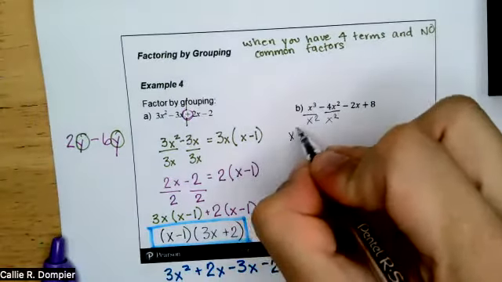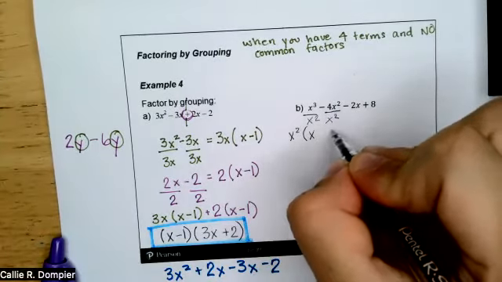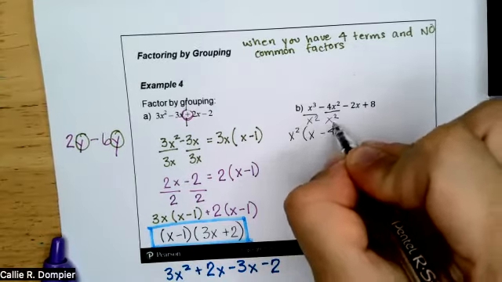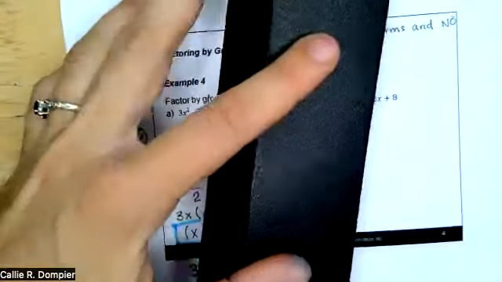So now I have x squared. X cubed divided by x squared is just x. Negative 4x cubed divided by x cubed is minus 4. Good. And then over here, now it's a negative 2x.